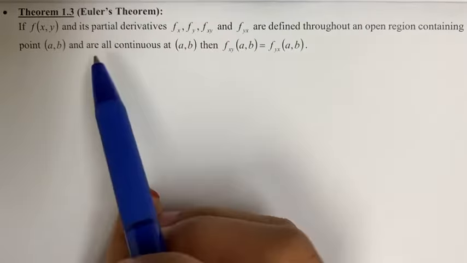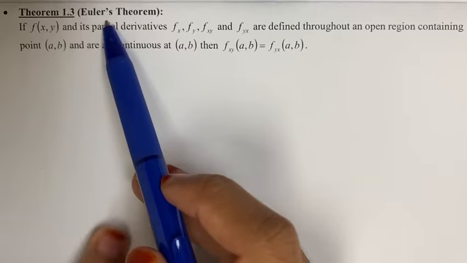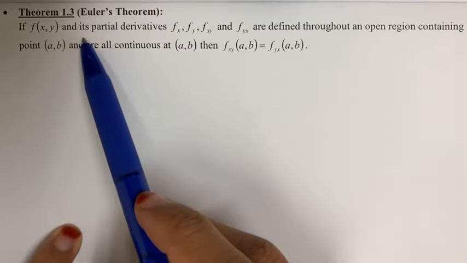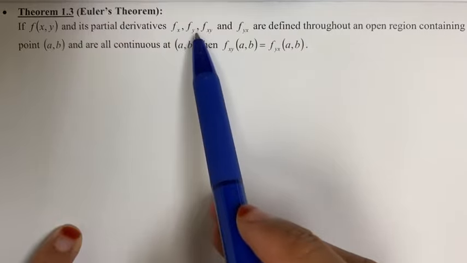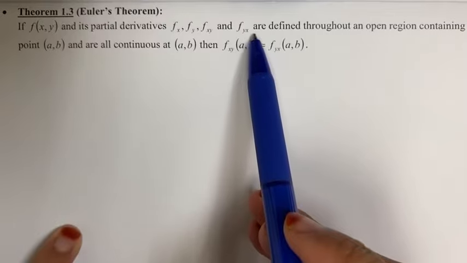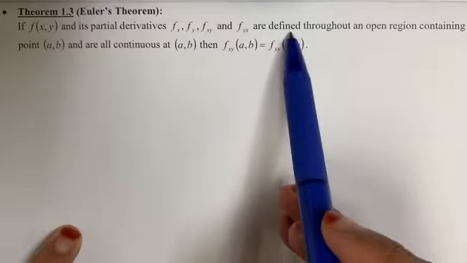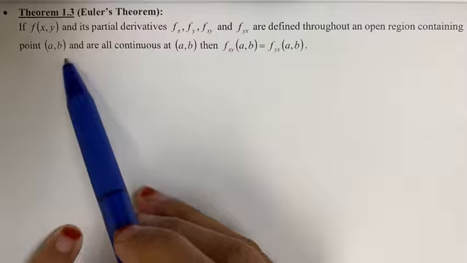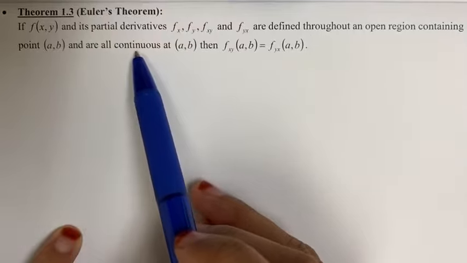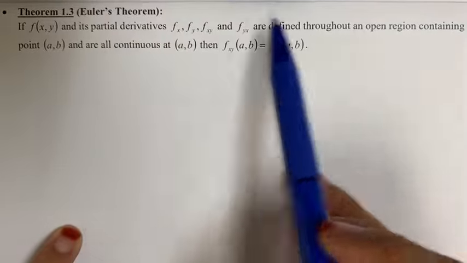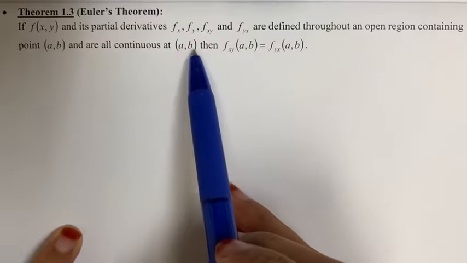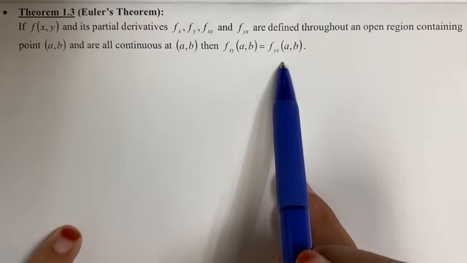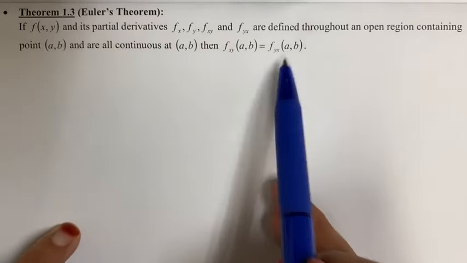Why? Because of Theorem 1.3, Euler's theorem, saying that if f(x, y) and its partial derivatives f_x, f_y, f_xy, and f_yx are defined throughout an open region containing point (a, b), and are all continuous at (a, b), then f_xy is equal to f_yx. We will see this example after this.